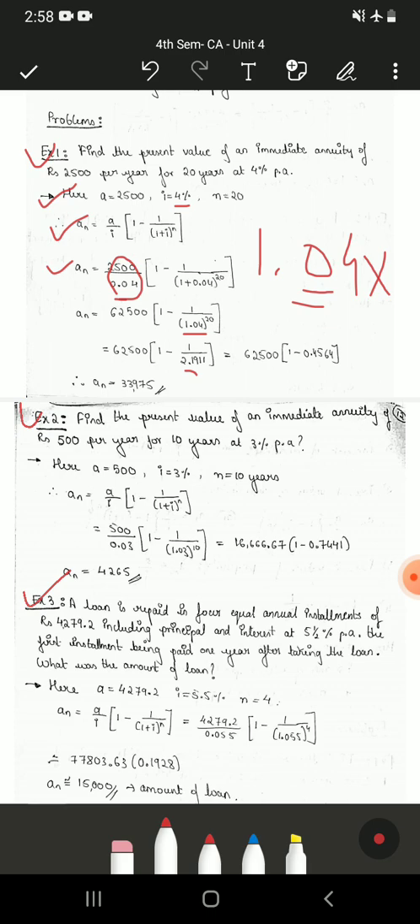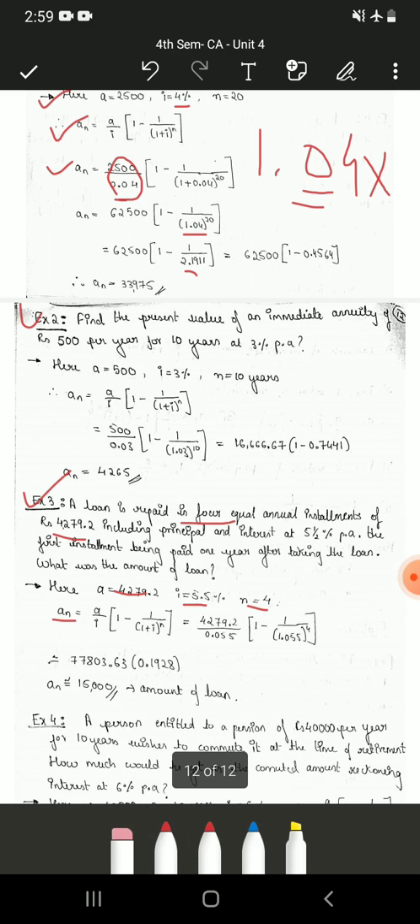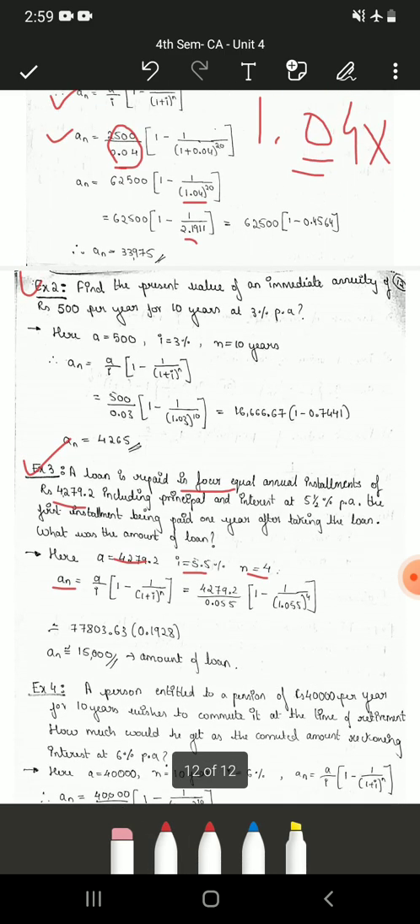So in this question they have asked to calculate An, given that the annual payment is rupees 4,279.2, which is your A, i is 5.5%, and n is 4, that is he is going to pay in 4 equal annual installments. So substitute in the formula, you will get approximately the amount of loan to be 15,000 rupees.